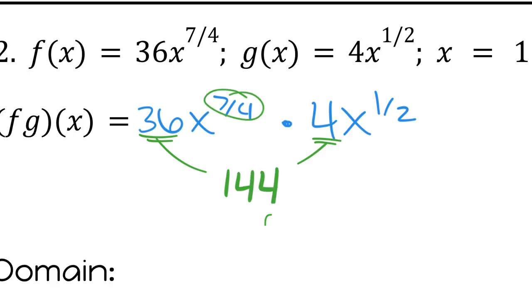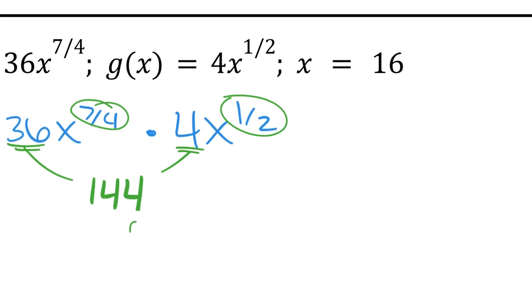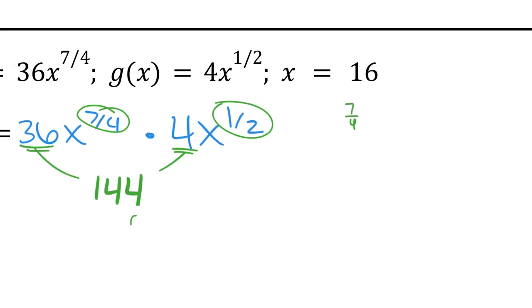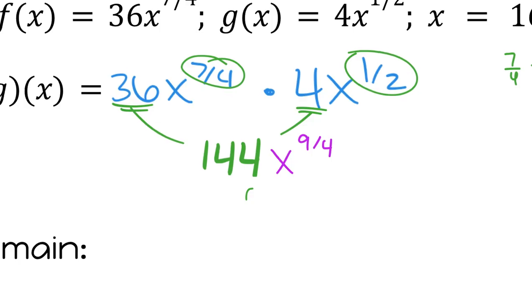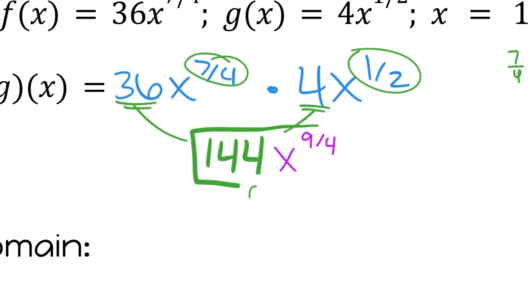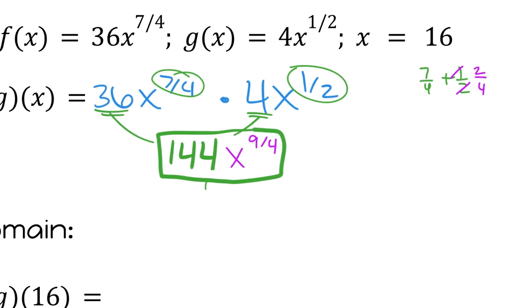And then for the variables, you're going to add up those exponents. So we have 7/4 plus 1/2. Remember, 1/2, we're going to change it to a common denominator here. That would be 2/4. So when I add those, I'm going to get 9/4. So we have x to the 9/4 here. And again, you don't have to simplify this. You can just leave it like this. That's as simple as it can get. If you want to write it as a root, you can do that, but I'm just going to leave it as rational exponents.